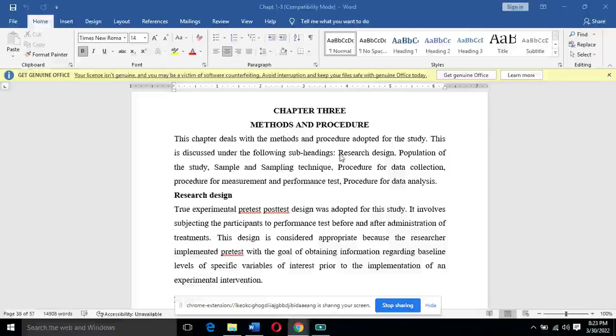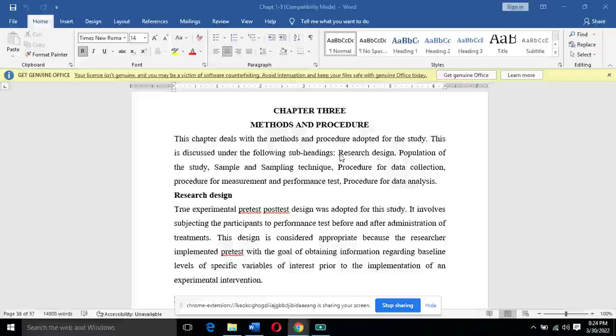He said it involves subjecting the participants to performance tests before and after the administration of treatment. When we say treatment in research, it is that thing that you want to test. The group you are applying the test on is the treatment group, while the other group that you are not giving any treatment is called the control. So that's for the research design.